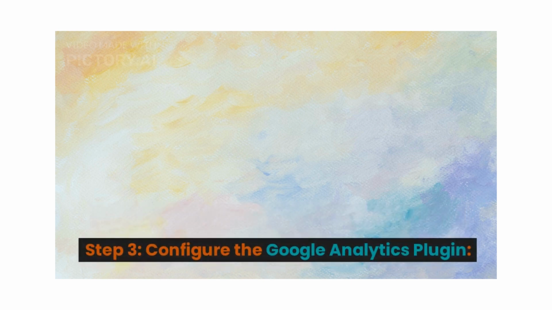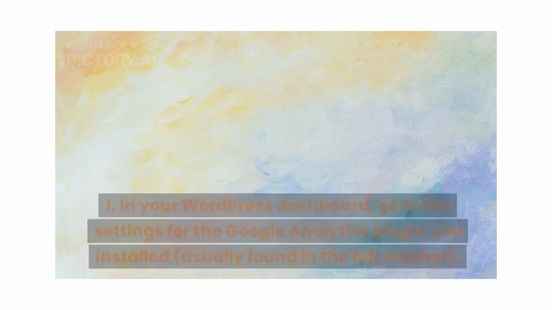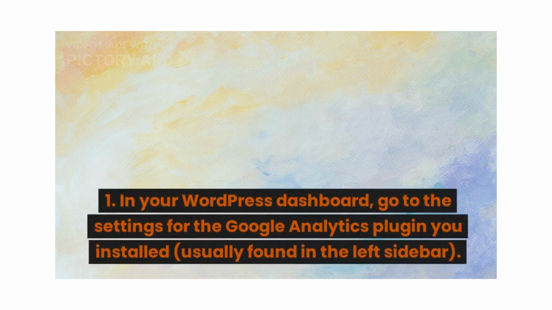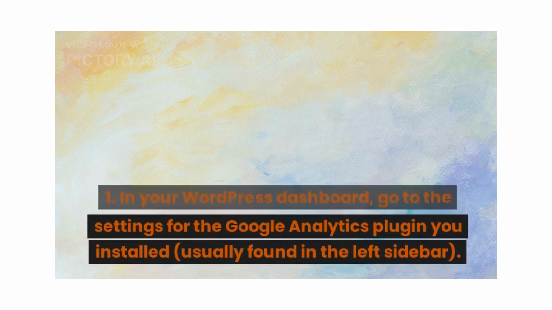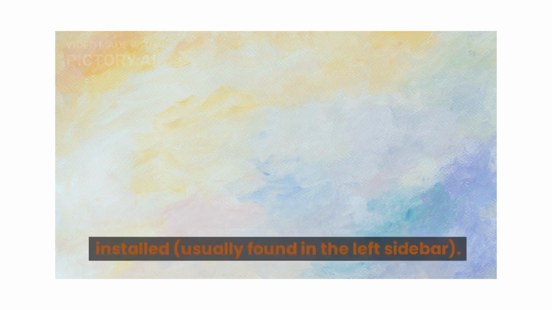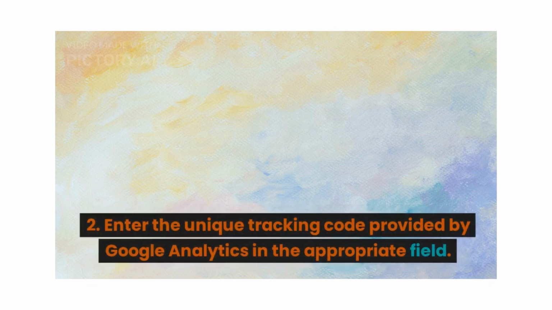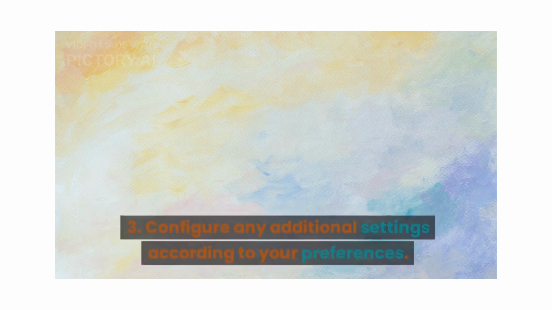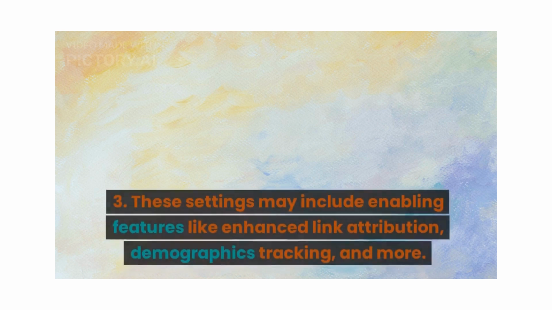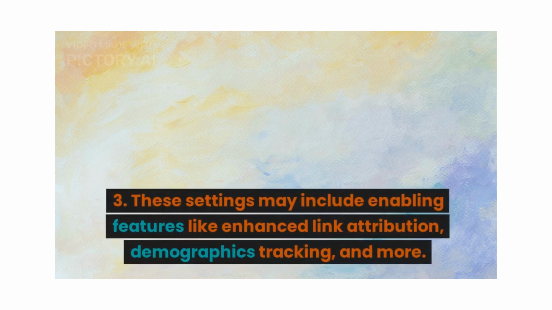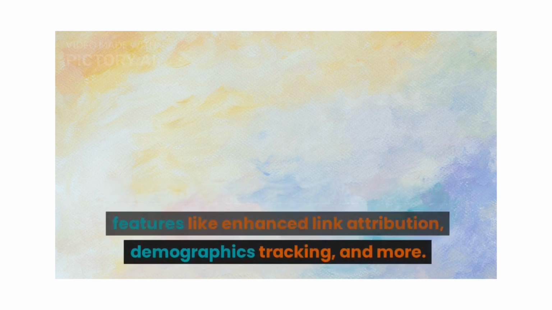Step 3. Configure the Google Analytics plugin. 1. In your WordPress dashboard, go to the settings for the Google Analytics plugin you installed, usually found in the left sidebar. 2. Enter the unique tracking code provided by Google Analytics in the appropriate field. 3. Configure any additional settings according to your preferences. These settings may include enabling features like enhanced link attribution, demographics tracking, and more. 4. Save the changes.